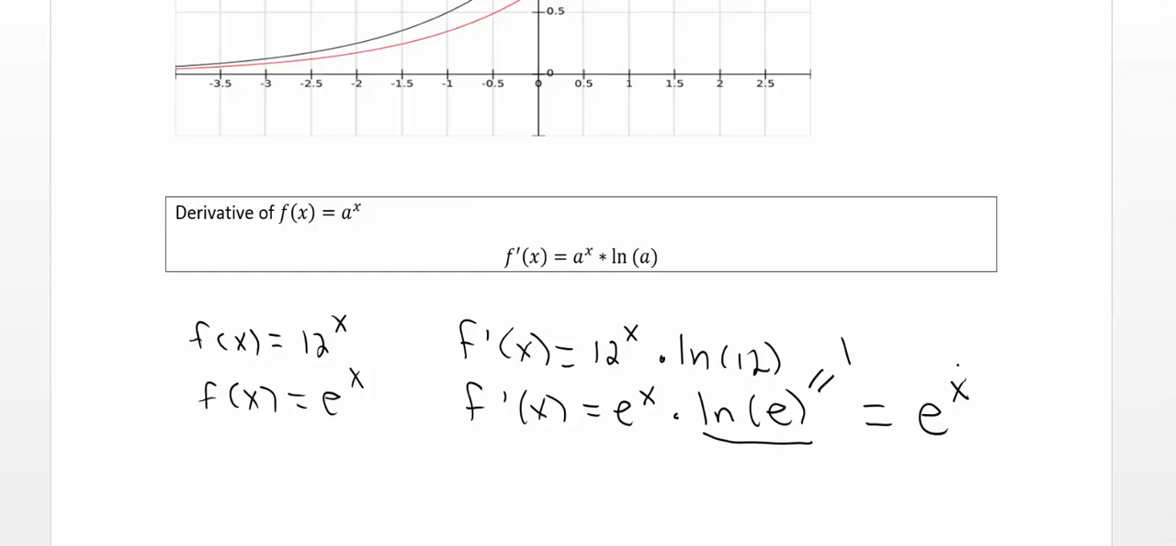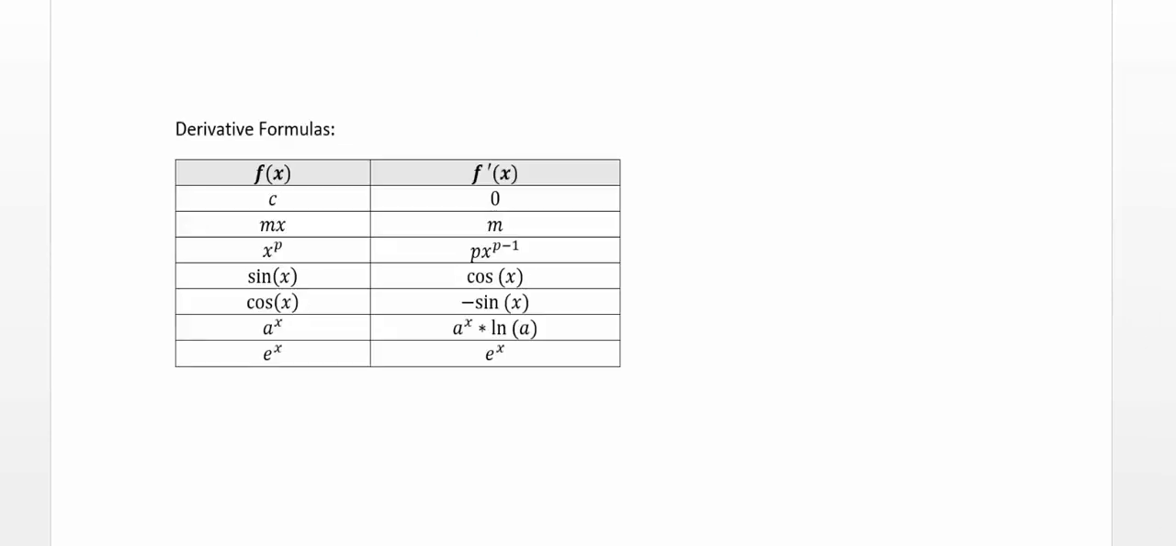We use e to the x a lot. So knowing that the derivative is the same as the original function is a really helpful little trick here. So now we're going to add that to our formula list that we had from before. So currently, our updated derivative formulas list looks like this. We know the derivative of a constant. We know the derivative of a linear function. We know the derivative of a polynomial or power function, sine, cosine, exponentials, and the special case of exponentials of e to the x. Let's do some examples now.